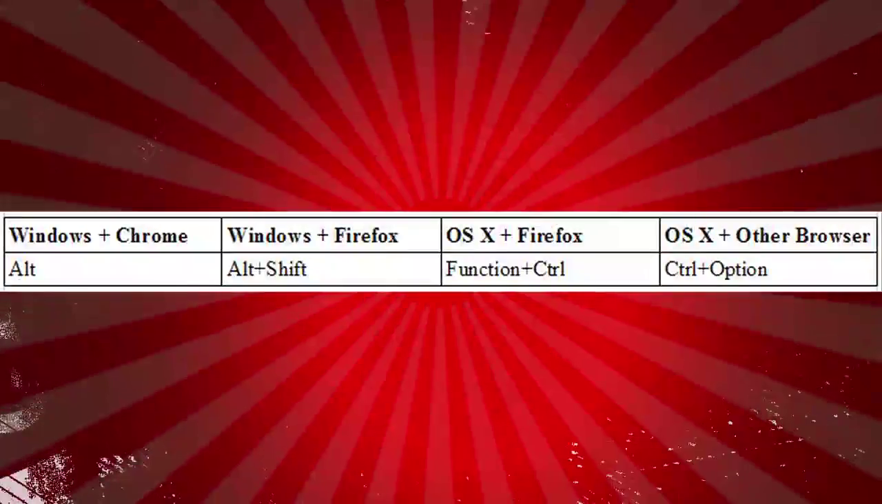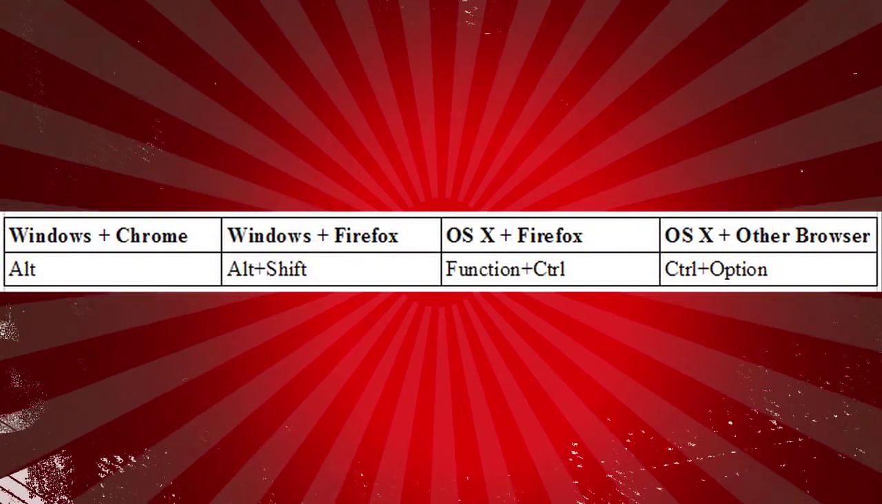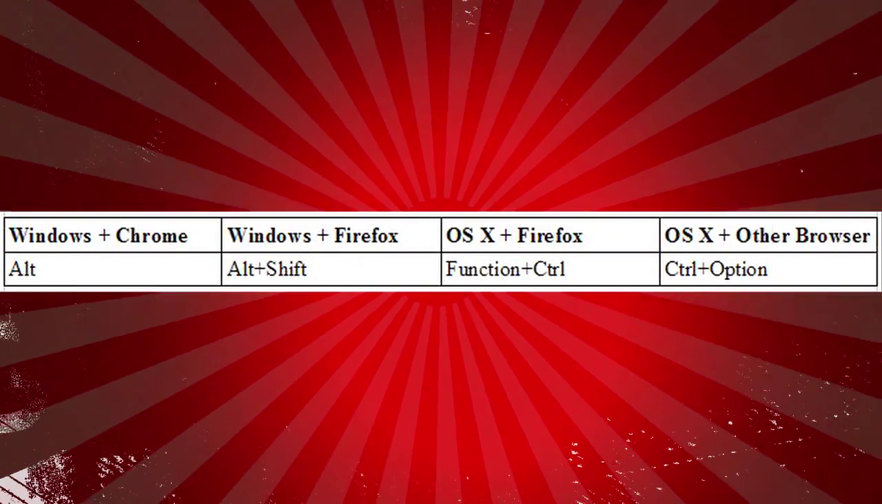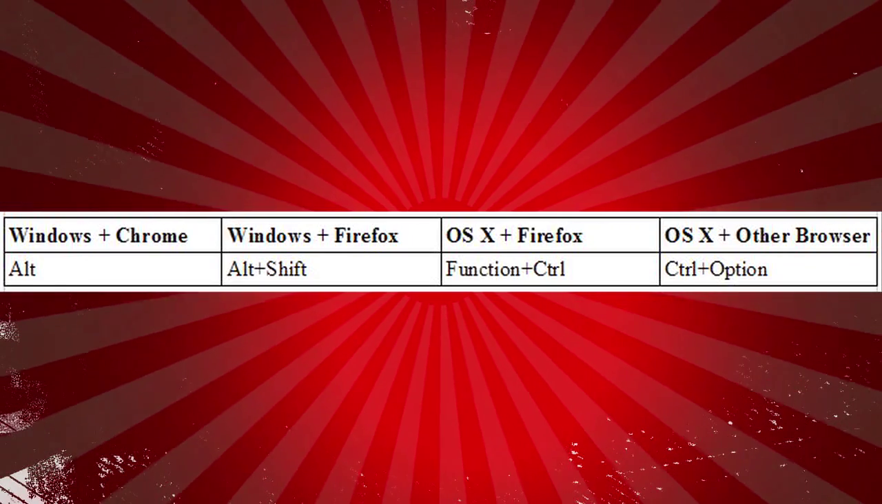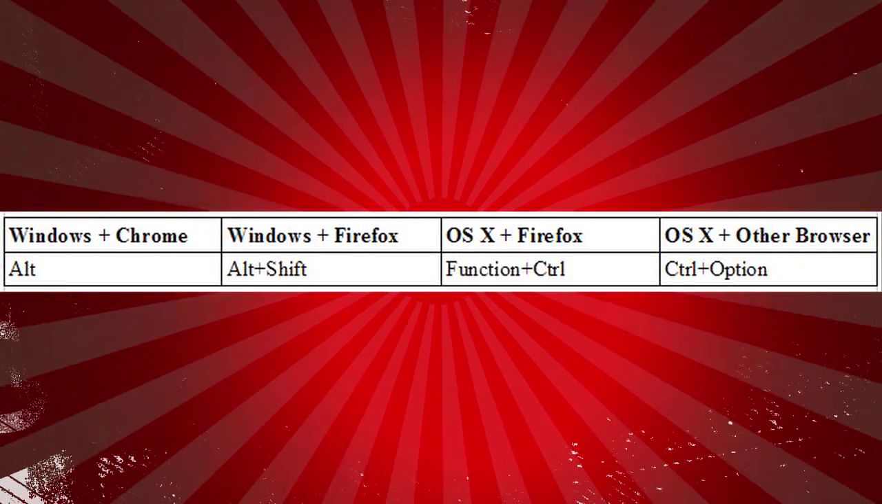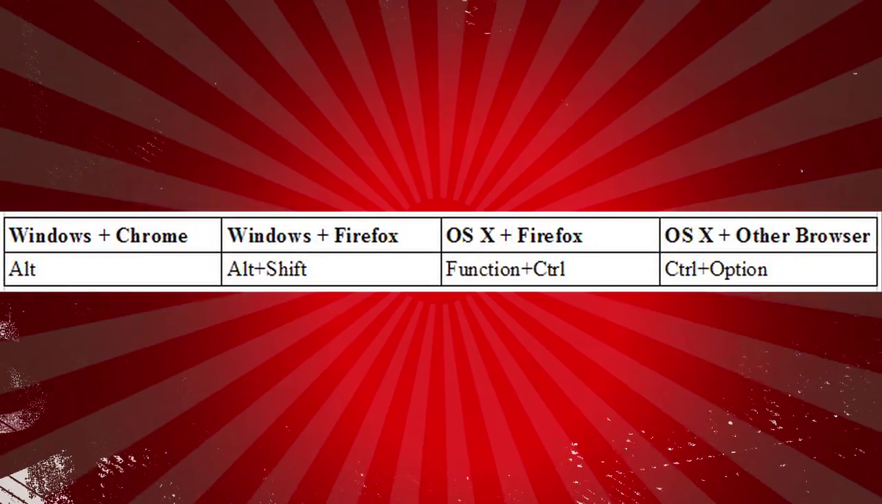Depending on what browser and OS combination you're using, you'll use different modifiers for these shortcuts. For Chrome and Windows, you'll just need the Alt key. For Firefox and Windows, you'll use Alt-Shift. For Firefox and OS X, you'll use Function Control, and for all other browsers on a Mac, you'll use Control Option. Now that you've got those down, just combine them with the following keys.